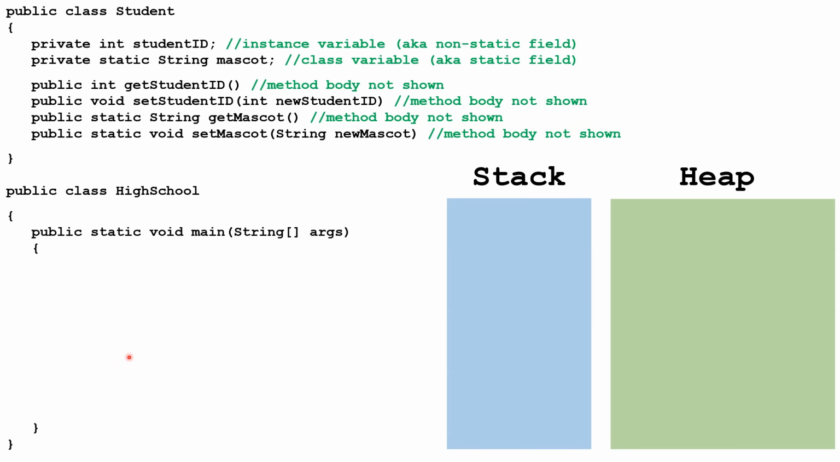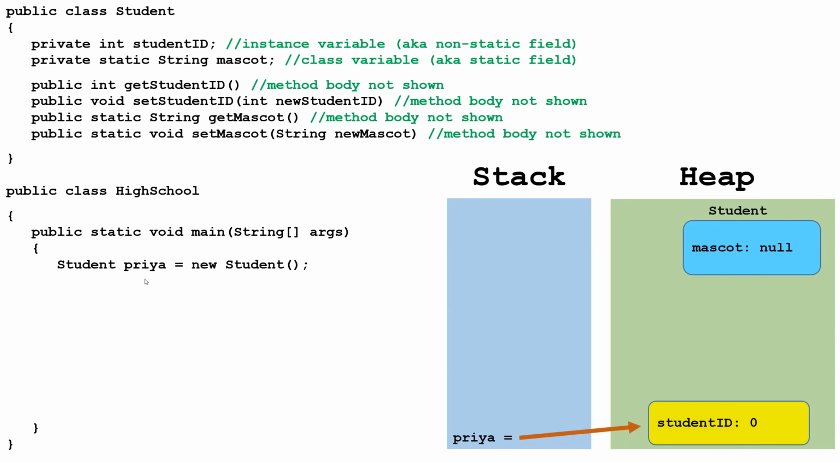Next, we're going to add a main method to our high school class. And then our first line of code is we're going to declare a student Priya and have it point at a new student. So we're going to put the reference variable Priya on the stack, then it's going to point to a new student object on the heap. So you can see the instance variables are in the instance of the student class here, student ID. This defaulted to 0 because int fields default to 0 if we don't give them a value.